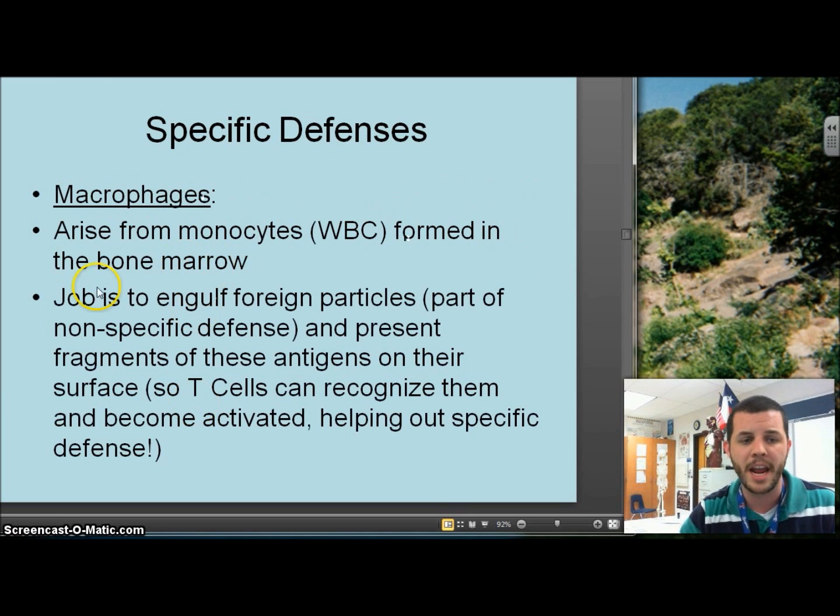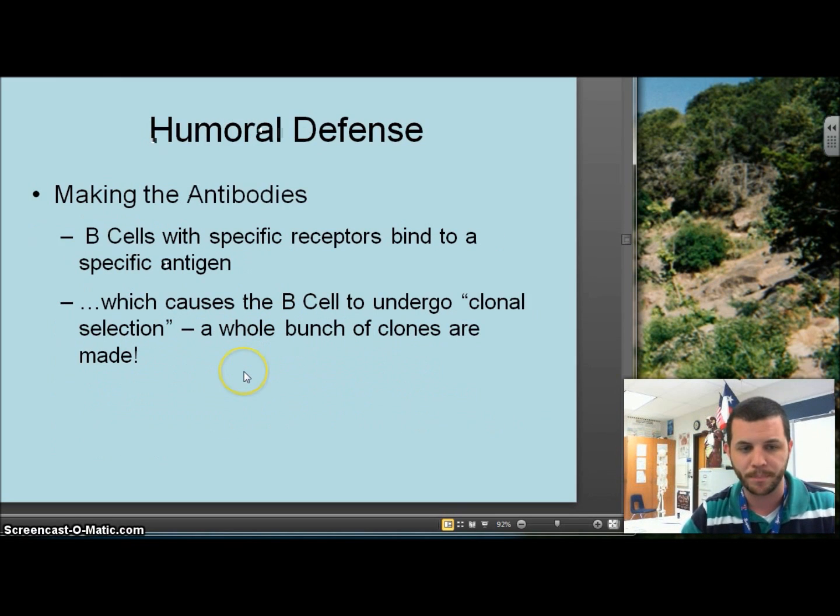Okay. So a macrophage, its job is going to be to engulf foreign particles, and it's going to then present the fragments on their surface. Okay. And so what's going to happen then is that a T cell is going to come by and it's going to recognize that antigen, and then it can provide a specific defense to destroy that pathogen.